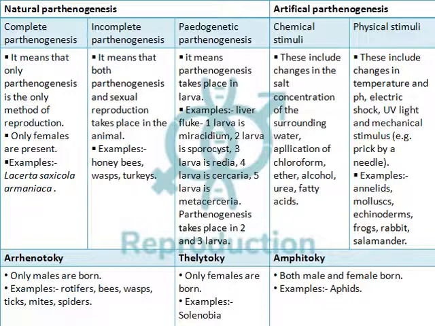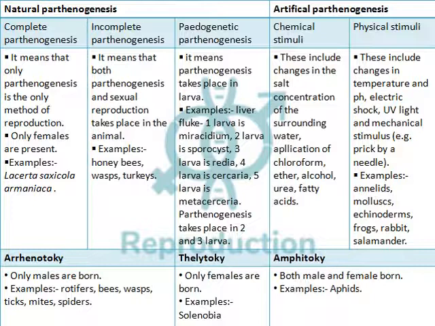Then comes pediogenetic parthenogenesis. It is the type of parthenogenesis in which the larva goes through parthenogenesis and forms a new organism. Now we come to artificial parthenogenesis. It can be carried out in two ways, either by physical stimuli or by chemical stimuli. That is, there is an egg, so we can either give it a chemical stimulus or a physical stimulus so that it can start development. Chemical stimuli can be chloroform, ether, alcohol, fatty acids, or maybe anything else. And physical stimuli can be temperature, pH change, electric shock, UV light, etc.